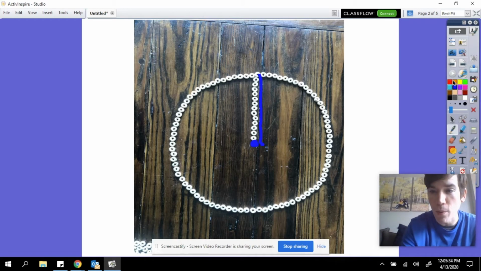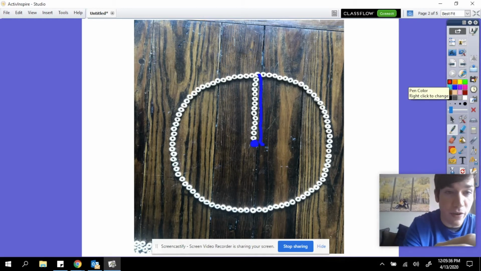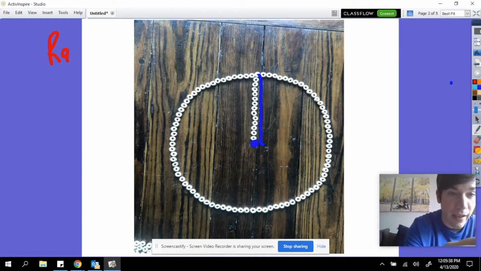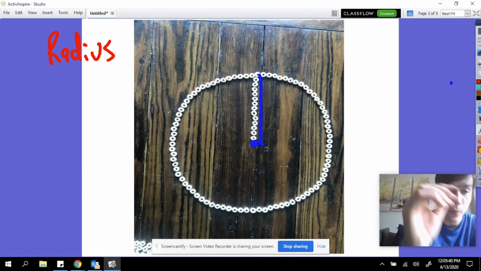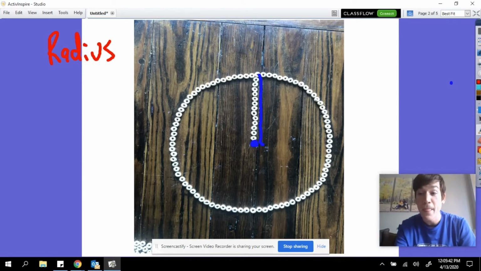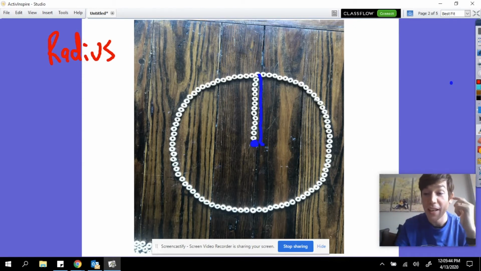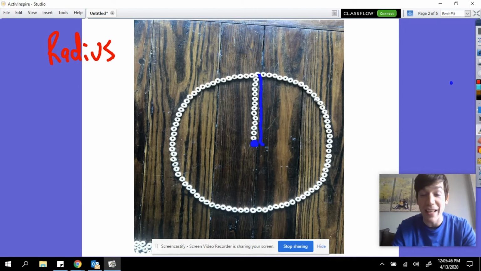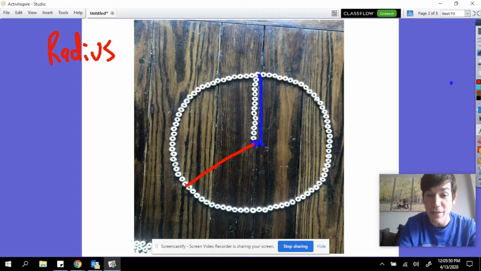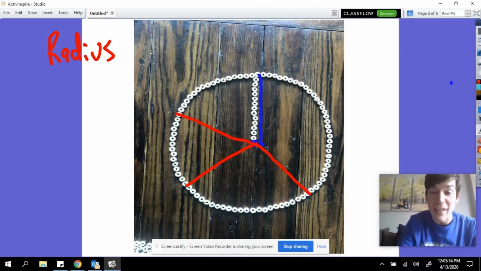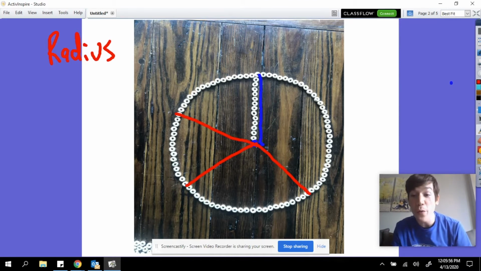We call this line a radius of the circle. An interesting thing about the radius is it could be any line that starts at the center and goes to the circle. So, for instance, that is a radius of the circle. That is a radius of the circle. That is a radius of the circle. And all of those radiuses are going to be the exact same length.